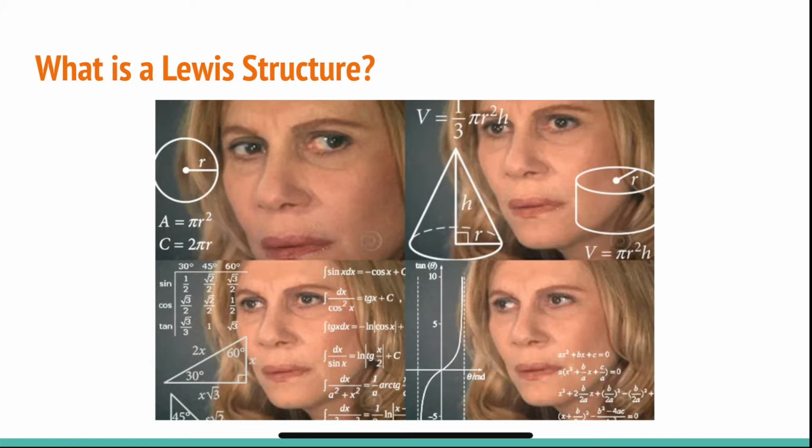First things first, we have to ask ourselves, what is a Lewis structure? A Lewis structure is a visual representation of valence electrons and formal charge in a molecule. They show us how electrons are arranged around atoms in a molecule.